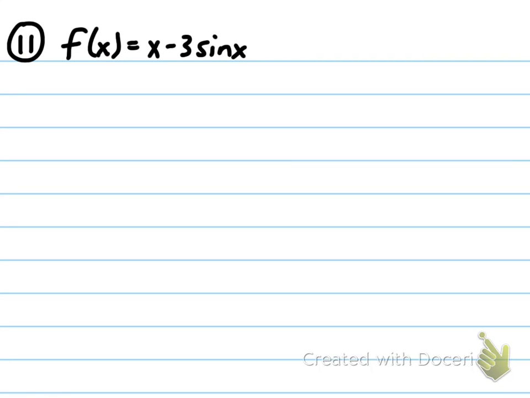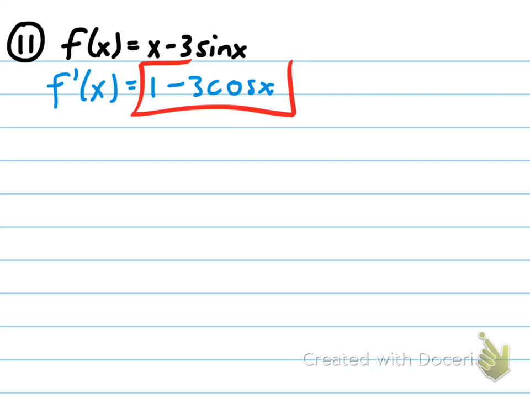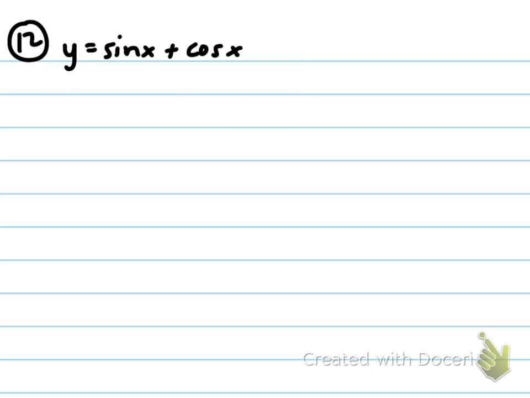Okay, here's this. Hopefully I'll be able to finish all the rest of these in the next video. F prime of x: we have the derivative of x, which is 1, minus 3 times the derivative of the sine, which is cosine. So we have 1 minus 3 cosine x. Y prime for number 12: the derivative of the sine of x is the cosine of x. The derivative of the cosine of x is minus sine of x. Okay, so those are pretty quick.